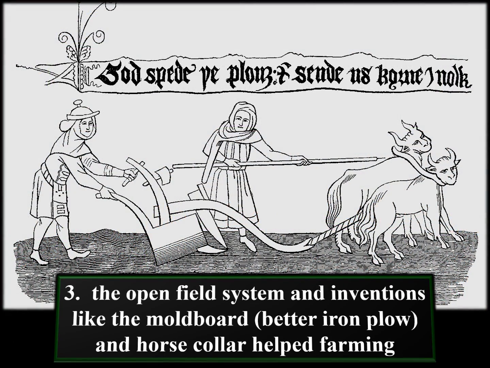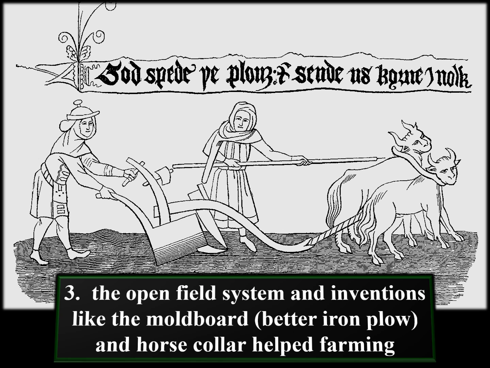The open field system replaces the three field system. And the open field system and inventions like the mold board, which was a better iron plow, and the horse collar also helped farming. Now, the iron plow is necessary to break up the hard, rocky soil of northern Europe, especially that froze from time to time. So that would be beneficial for digging into the earth deeper to plant those seeds, and to have better crops as a result. You also see the horse collar developing, and this will be helpful too.